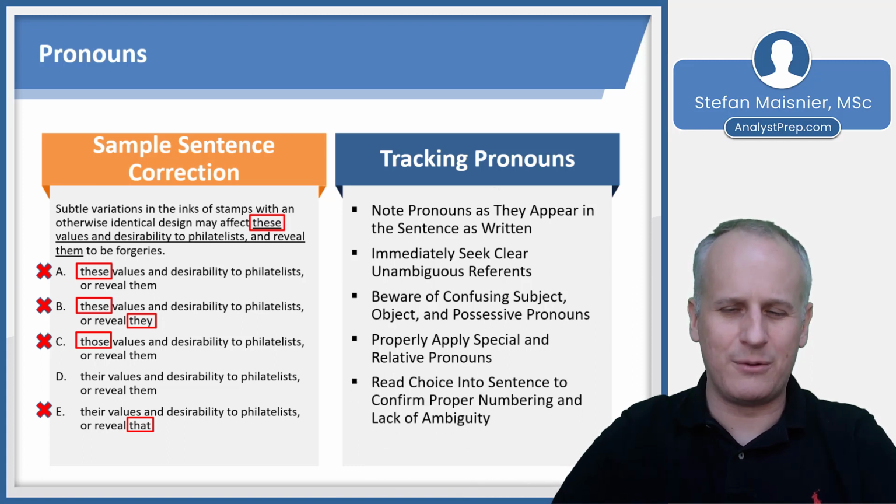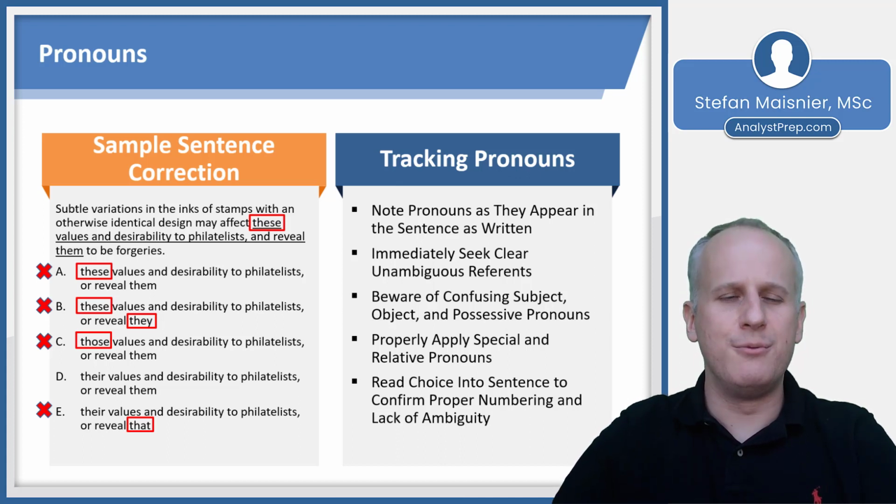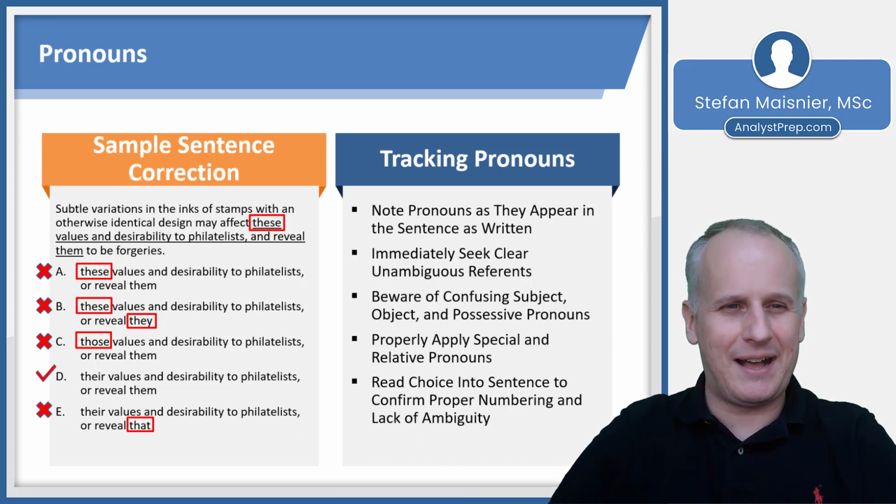Of course, you'll want to then read your choice into the sentence to confirm proper numbering and a lack of ambiguity. So subtle variations in the inks of stamps with an otherwise identical design may affect their values and desirability to philatelists, or reveal them, meaning the stamps, because we've already established that the pronoun is referring to stamps, not the philatelists, to be forgeries. And we then select choice D as being unambiguous and using the proper pronouns throughout.